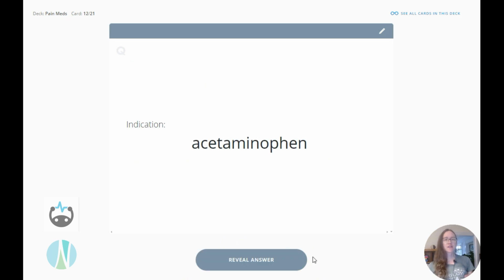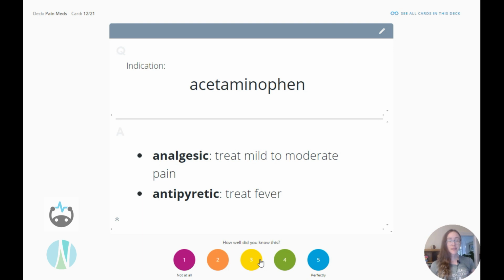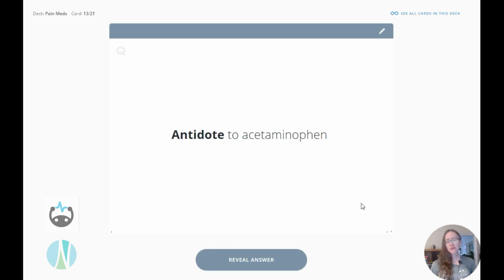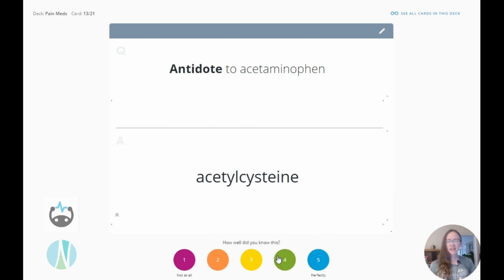Well, acetaminophen is sort of on its own. What is that med for? Well, it's the same as the NSAIDs. It's an analgesic, it treats mild to moderate pain, and it's also given as an antipyretic to treat fever. Well, what's the antidote to acetaminophen if they've gotten too much? Well, it's sort of easy to remember. It starts with the same three letters, ACE. So acetylcysteine is the antidote that you can give.